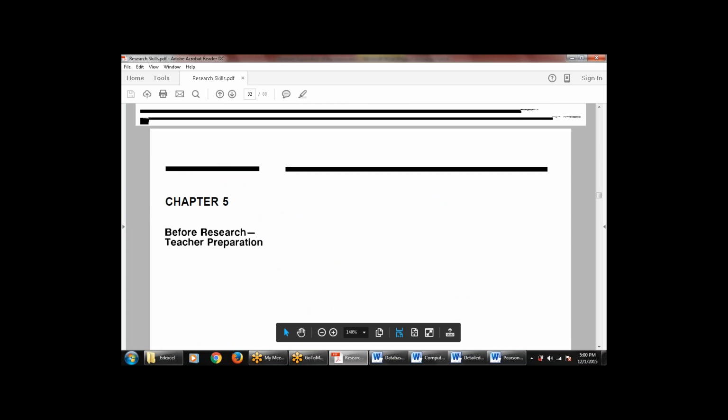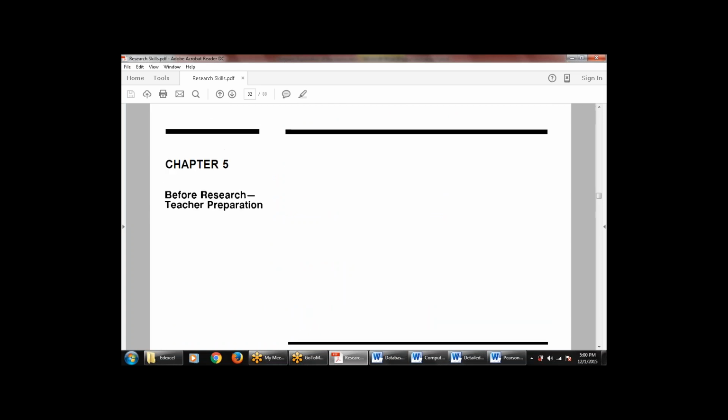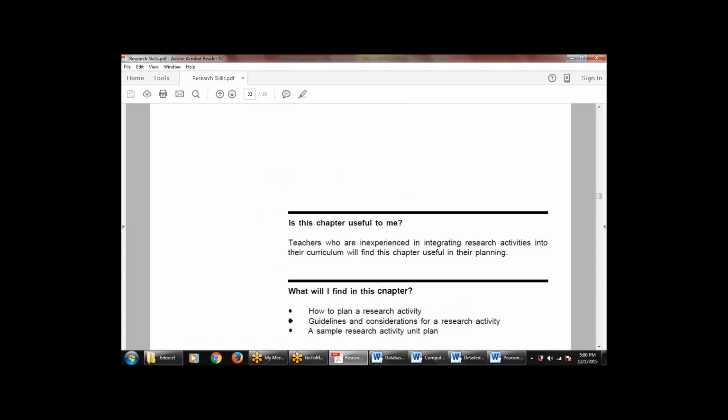Now we come to chapter number 5, that is before the research, the teacher's preparation. This chapter will be helpful to the teacher in preparing the content, as the name advises. So is this chapter useful to me? Teachers who are inexperienced in integrating research activity into their curriculum will find this chapter useful in their planning.